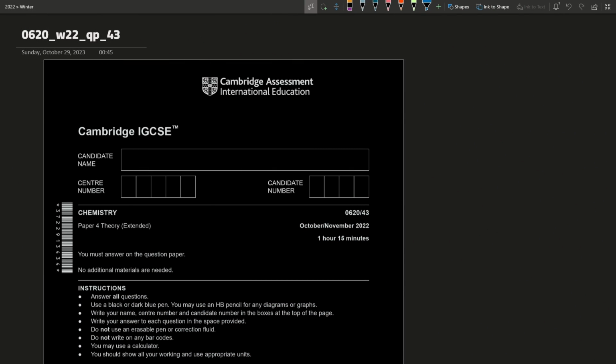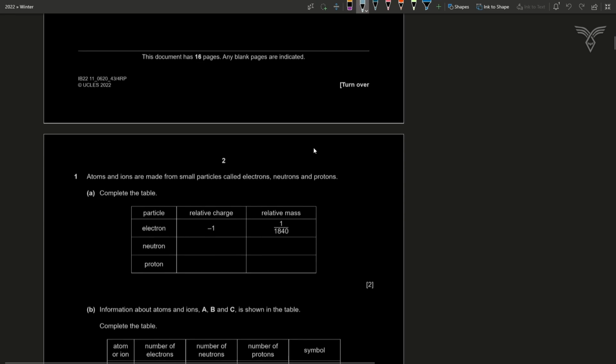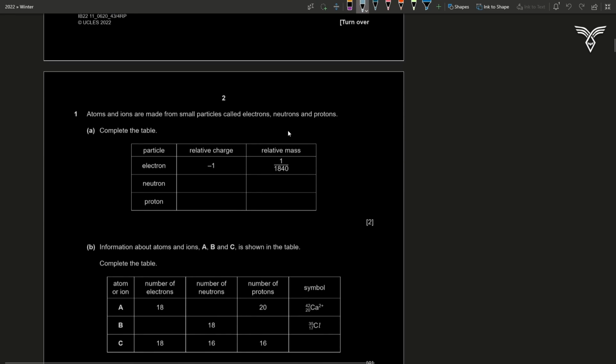النهاردة بإذن الله هنحل Chemistry Paper 4 of 20 أو October November 2022 Variant 3. فخلينا نبدأ. بسم الله. طيب. Question number 1.